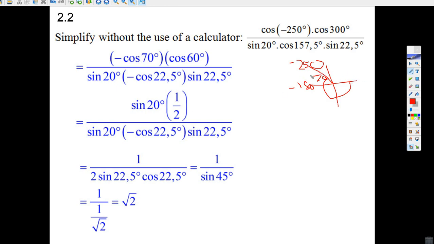But cosine's negative in that second quadrant. That's why you get a mark for writing minus cosine of 70 degrees. Now the cosine of 300 degrees, you go all the way around and you're just 60 degrees short of 360, but cosine's positive there in that fourth quadrant, so it's really the cosine of 60. Another mark. Nothing to do with the sine of 20. The cosine of 157.5 is 22.5 degrees short of 180, but cosine's negative in the second quadrant, so you write that. And there's nothing to do with sine 2250.